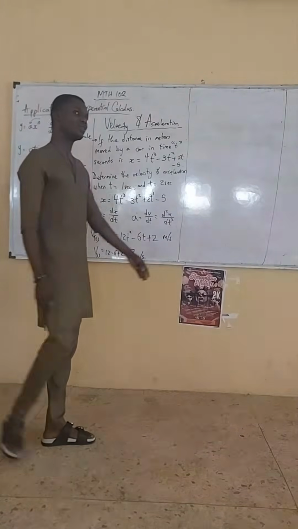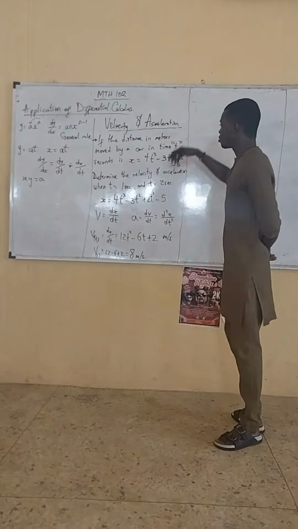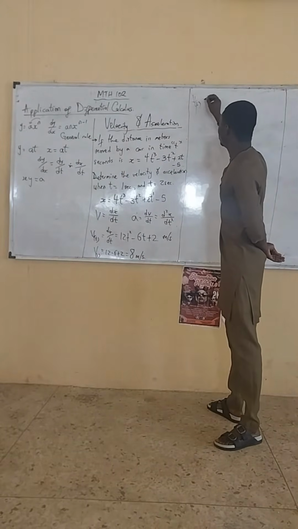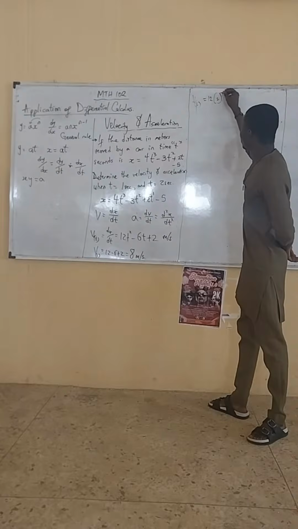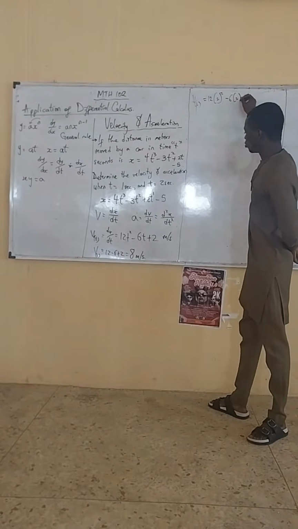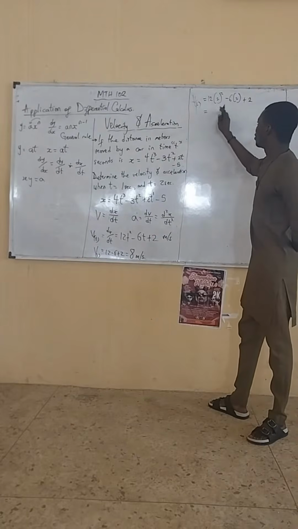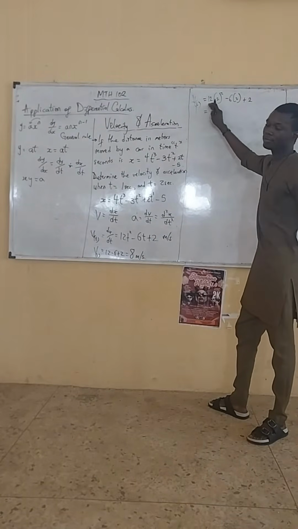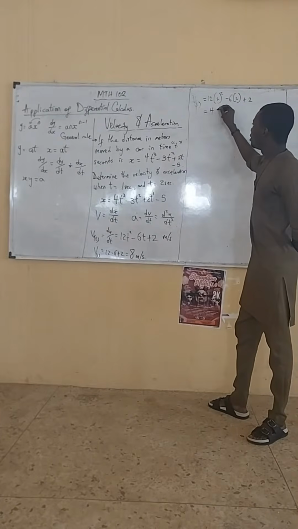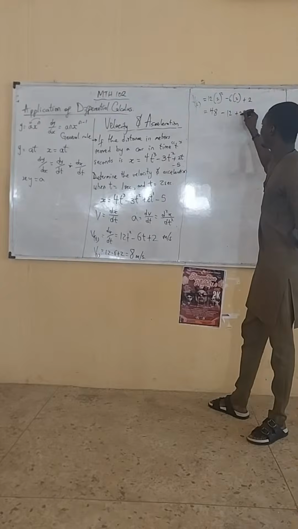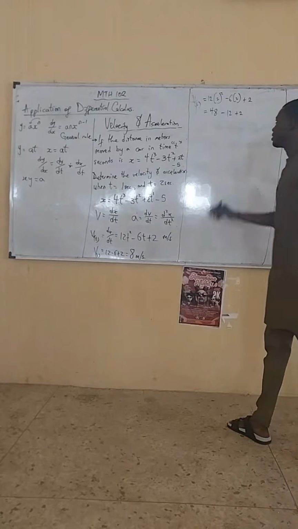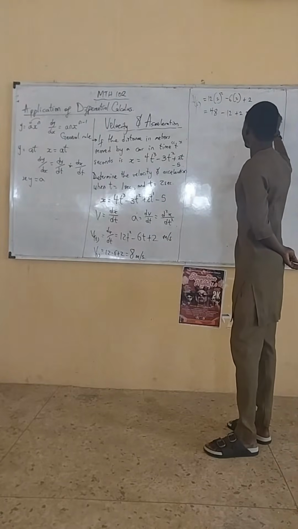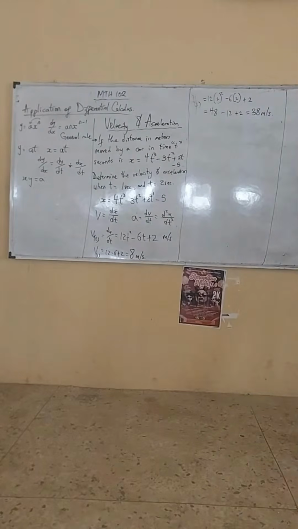But now when time is 2 seconds, v subscript 2 will be 12 into 2 raised to power 2, minus 6 into 2, plus 2. That gives us 2 times 2, 4, 4 times 12, 48, minus 12 plus 2. Minus 12 plus 2 is minus 10. 48 minus 10, that's 38 meters per second. So that's the velocity. This is one of the applications of differentiation in velocity and acceleration.